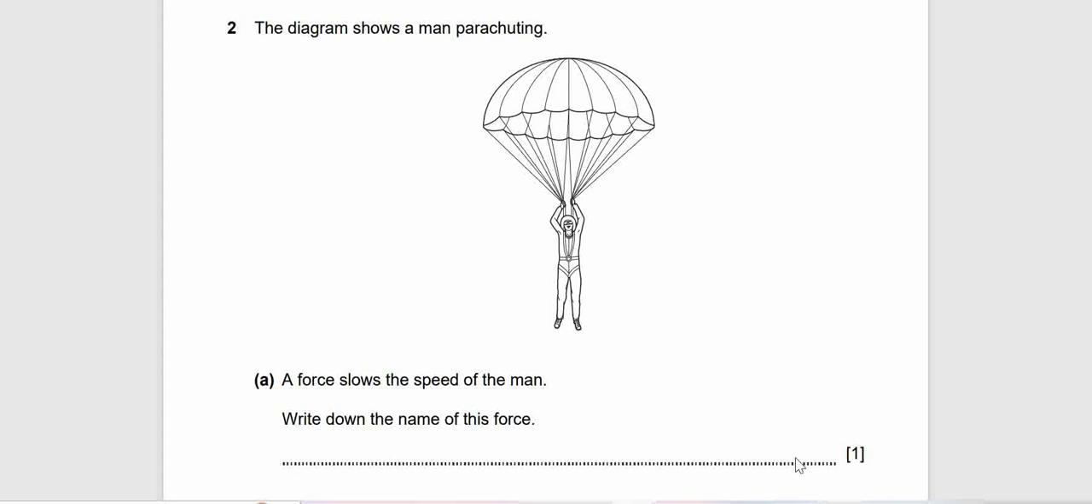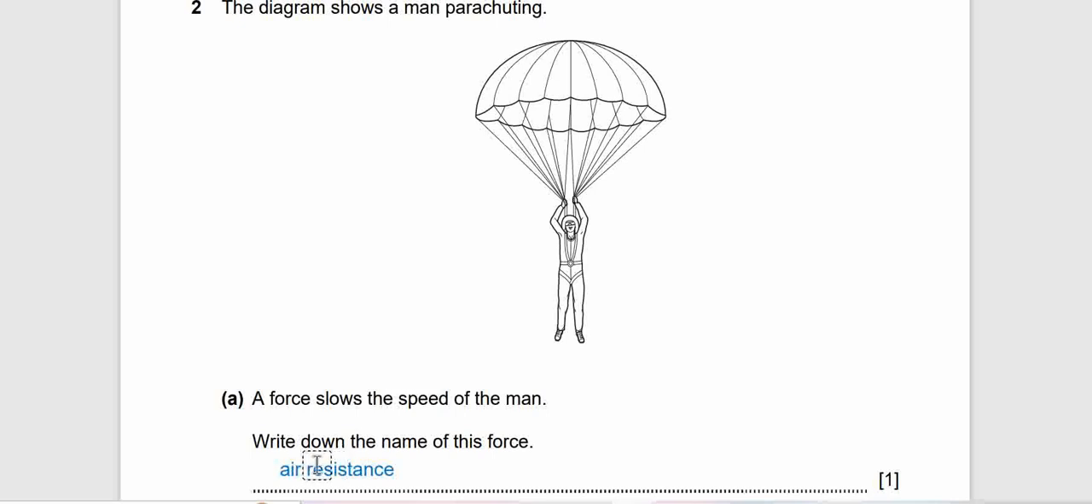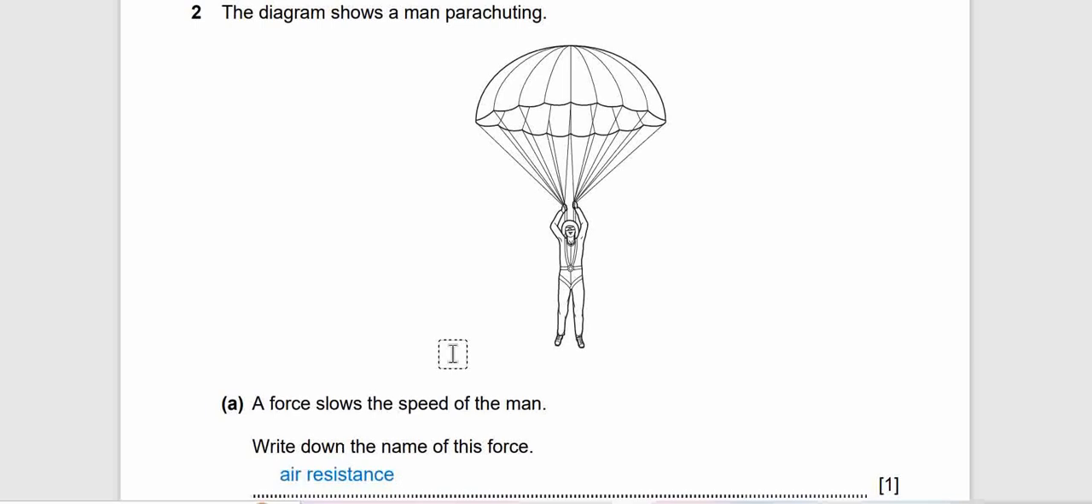Alright, let's open up the answer. Here we go. It's air resistance. Air resistance is the answer for the force that slows down the speed of the man. It's going up, while the man's gravity pulls him downwards.